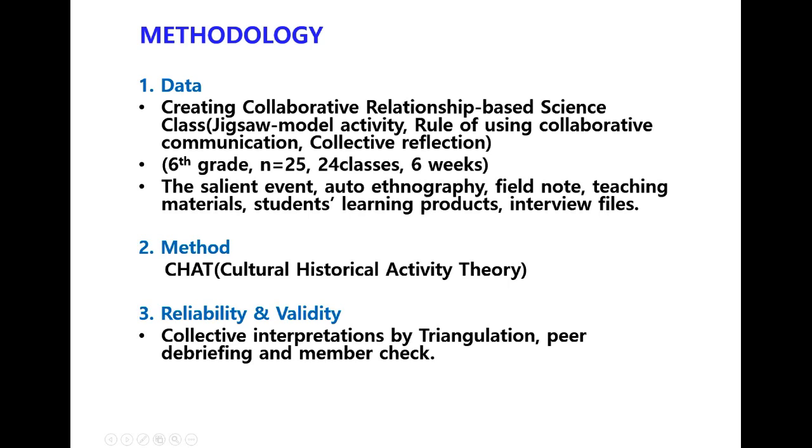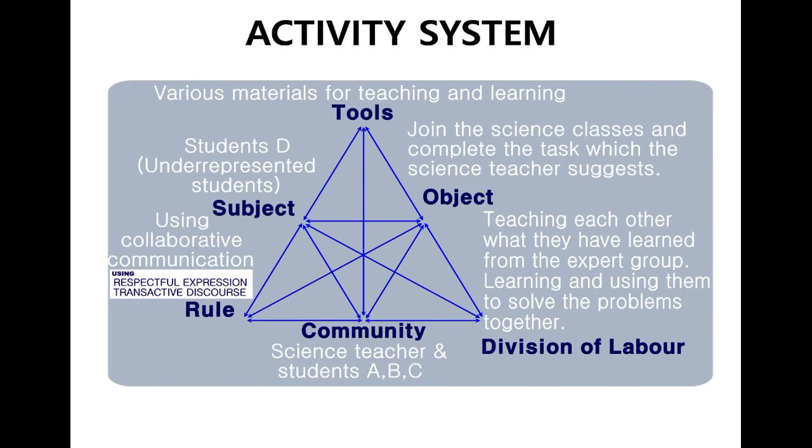Through reflecting on the salient events which appeared during their inquiry processes, we wrote an autoethnography. After that, we analyzed the salient events of the class by CHAT. The interpretation result was discussed by co-generative dialogue among co-researchers. As a rule, collective interpretations by triangulation and peer debriefing secured reliability and validity. This research analyzed the salient events of the group of 4 students by using CHAT.